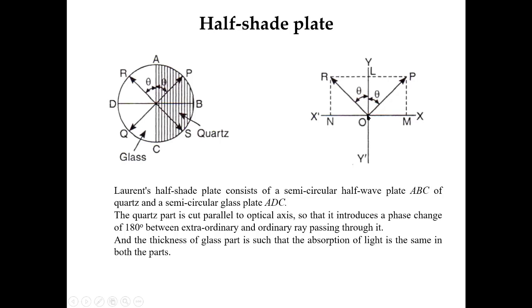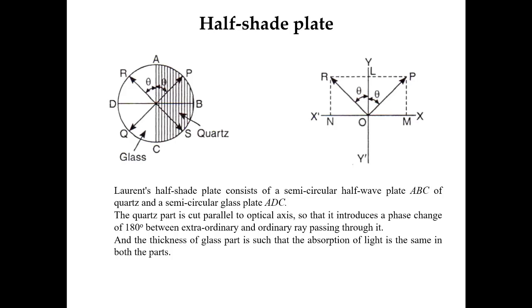So OL is the extraordinary ray and OM is along ordinary ray. As quartz is a positive crystal, these two components travel along the same direction but with different speeds. And on emergence, a phase difference of pi is introduced between them. Due to this phase difference, the direction of ordinary component is reversed. So the ordinary component OM becomes ON.